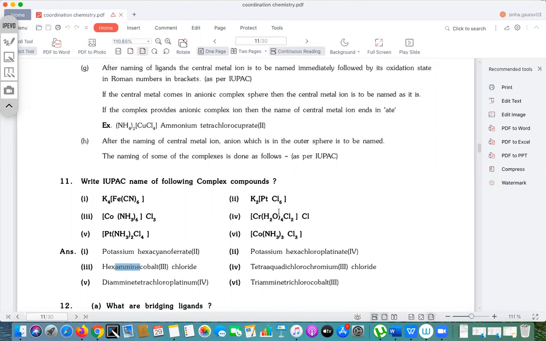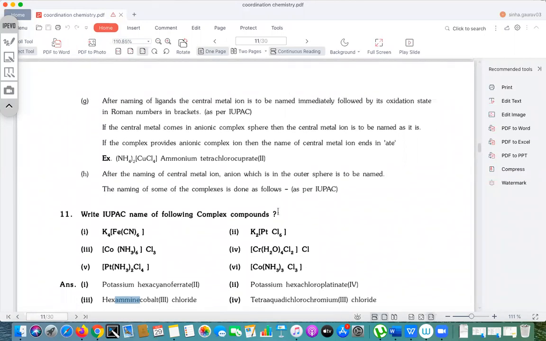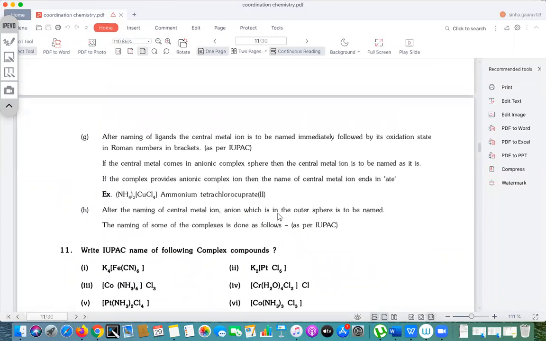One more point was there. Ethylene diamine is the one where we use a single M in the spelling.